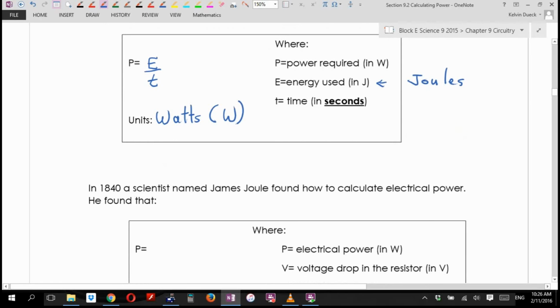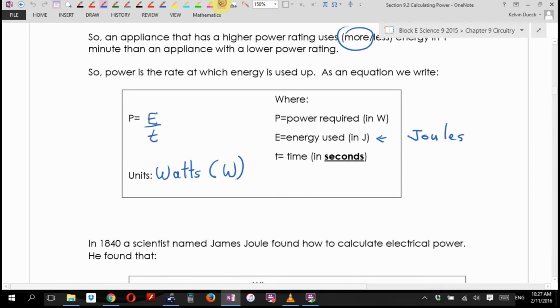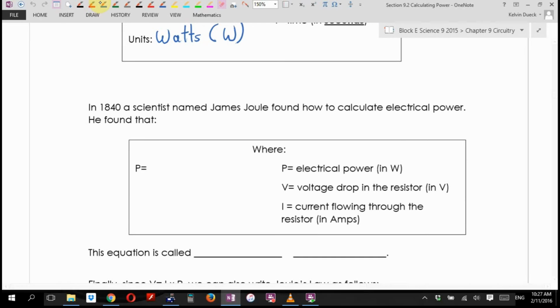In 1840, a scientist named James Joule found how to calculate electrical power. Okay? This is the general formula for power. This is how you can calculate, for example, if you have me in physics, we'll actually calculate how much power you generate running up the stairs. This is the universal form of power. Electrical power, it turns out, is the voltage times the current. It's VI.